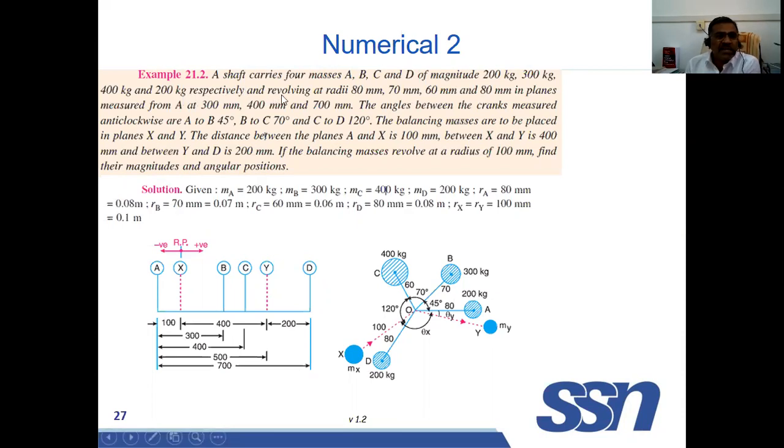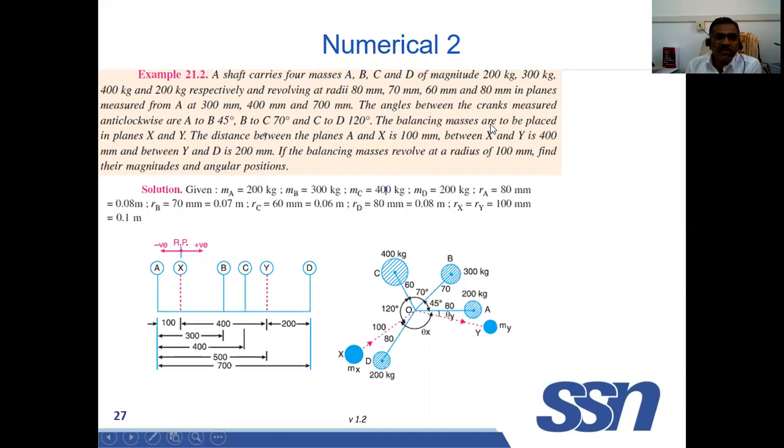The masses are revolving at radii of 80 millimeter, 70 millimeter, 60 millimeter, and 80 millimeter in planes measured from A at 300 millimeter, 400 millimeter, 700 millimeter. For mass A, the mass is given, the radius of rotation is given, and the distance between the planes is also given. The angles between the cranks, measured anti-clockwise, are A to B 45 degree, B to C 70 degree, C to D 120 degree. And the positions are also given.